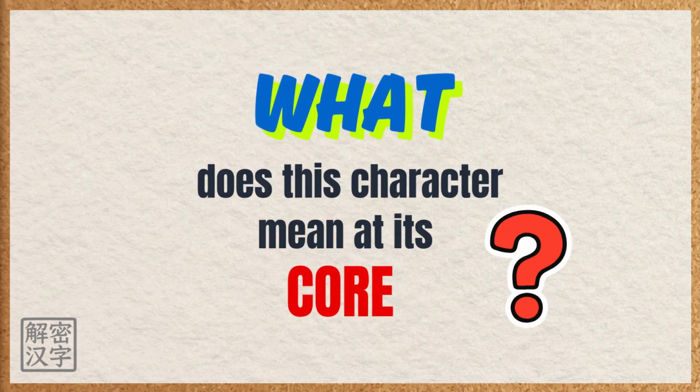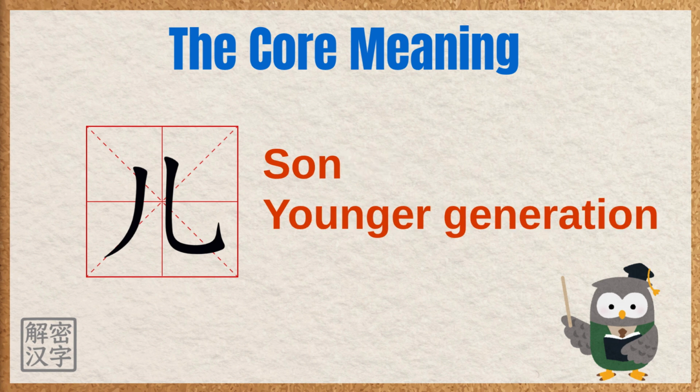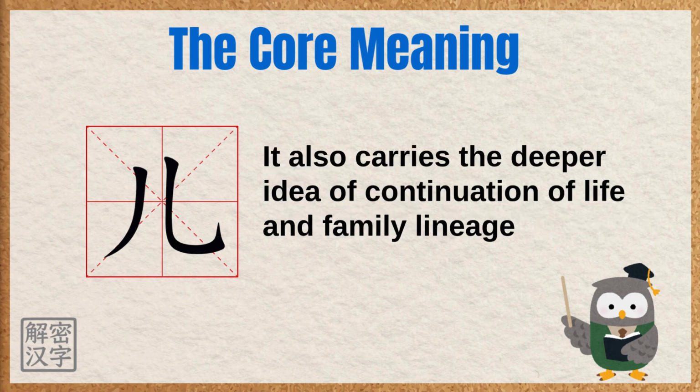What does this character mean at its core? The character 儿 represents a child or young person, especially a son or a younger generation. It also carries the deeper idea of continuation of life and family lineage.